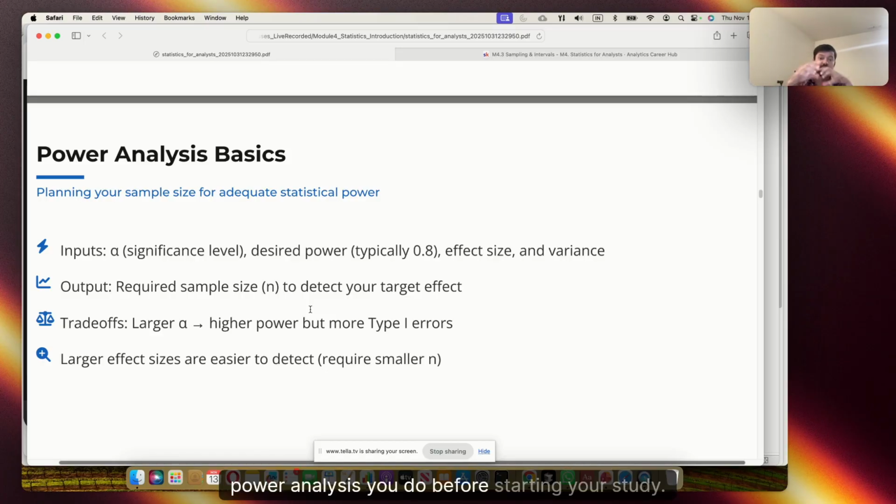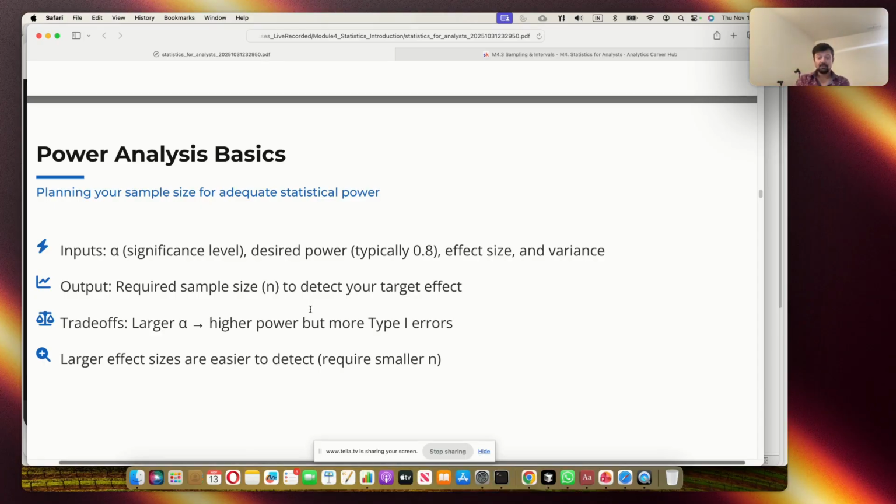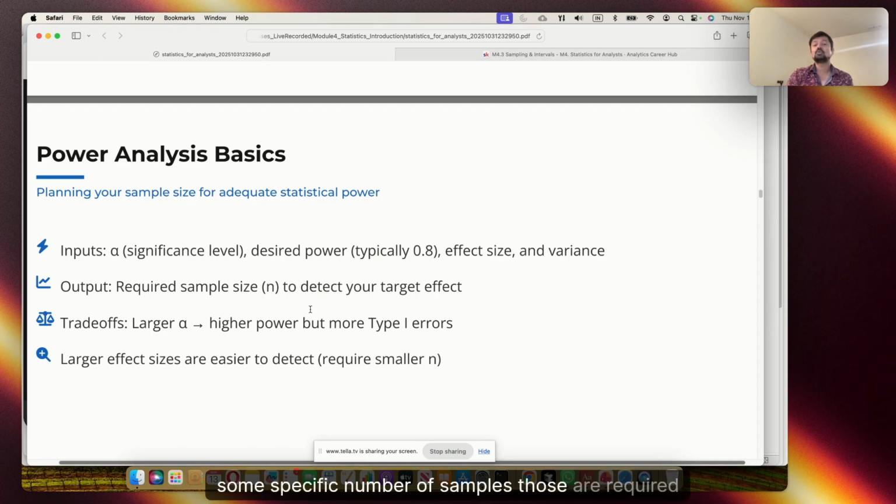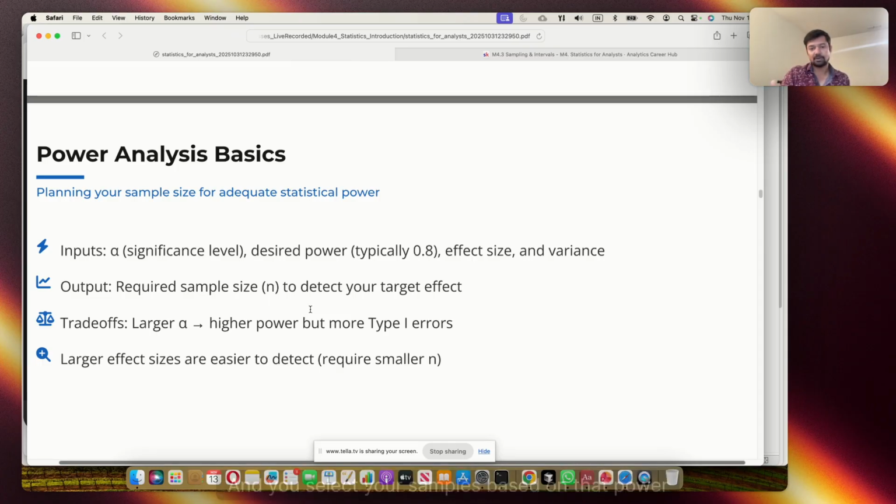You do power analysis before starting your study, and that is a very powerful and statistically sound way to come up with a specific number of samples required for your downstream analysis. You select your samples based on that power analysis and use them for your downstream analysis and for supporting that analysis.